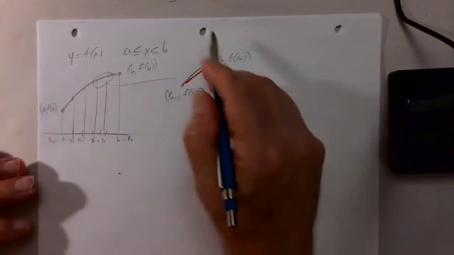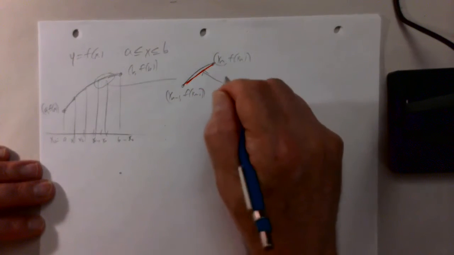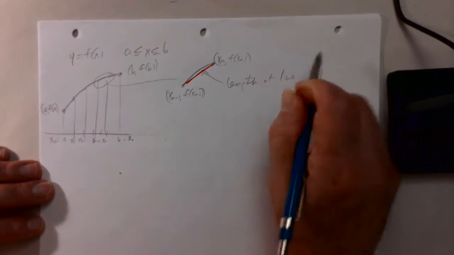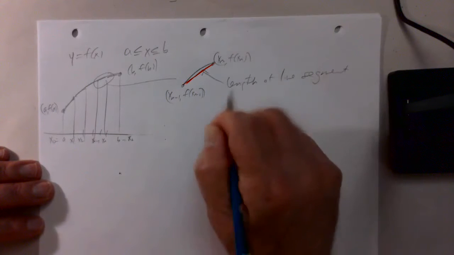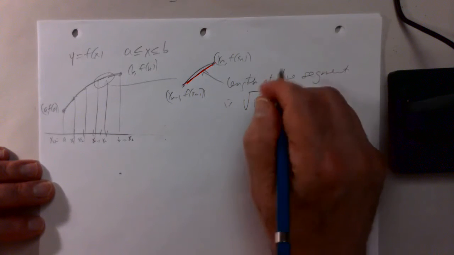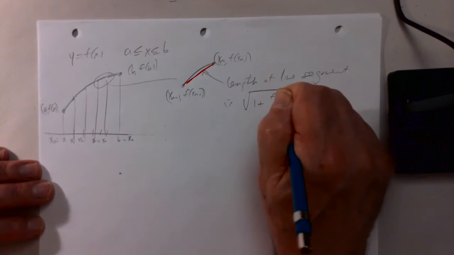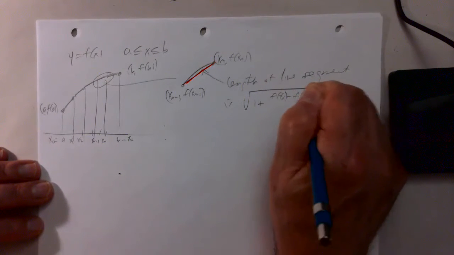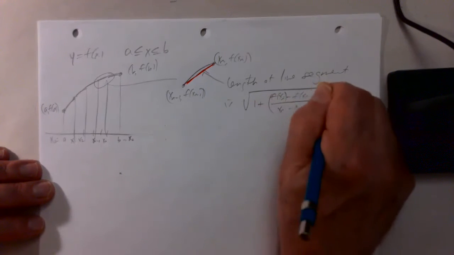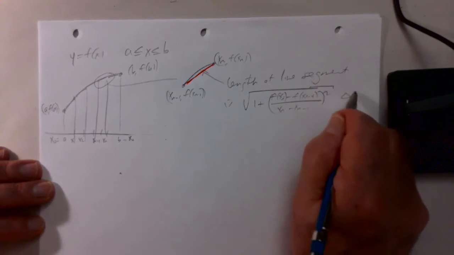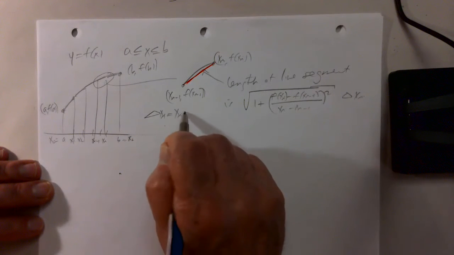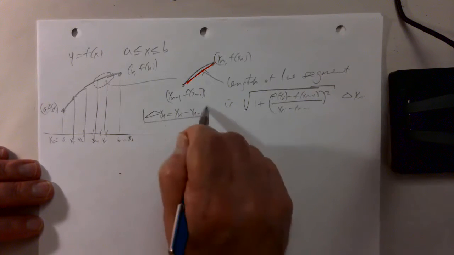And for the straight line, we just saw what is the length of the line. The length of this line segment is the square root of 1 plus the quantity f of xi minus f of xi minus 1 over xi minus xi minus 1, squared, times this delta xi. Delta xi is just the length of the interval from xi minus 1 to xi.